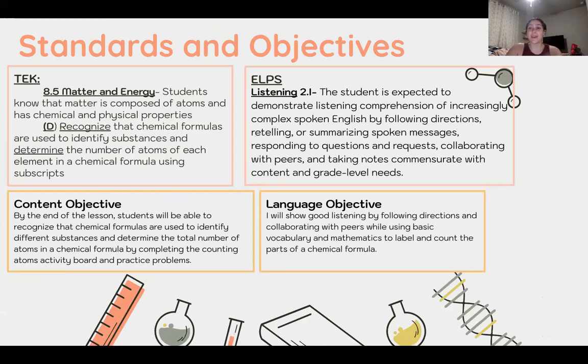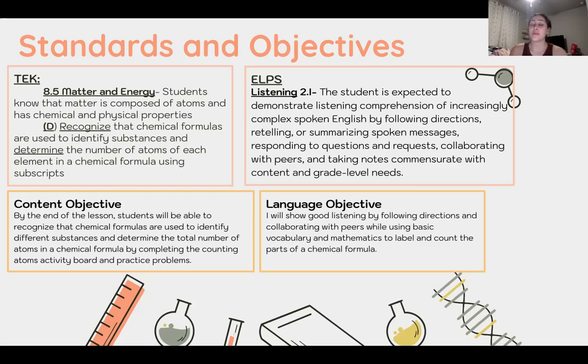our objective is that by the end of class, you guys will be able to recognize that chemical formulas are used to identify substances and determine the total number of atoms. So in simple form, you guys are going to be able to look at a chemical formula, break it apart, and count the total number of atoms.